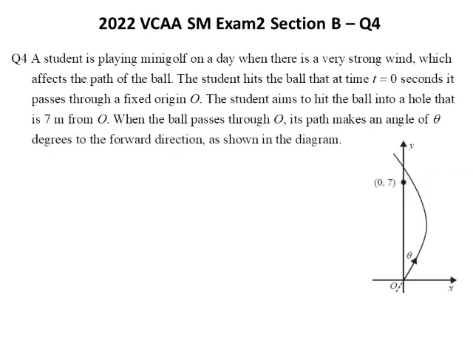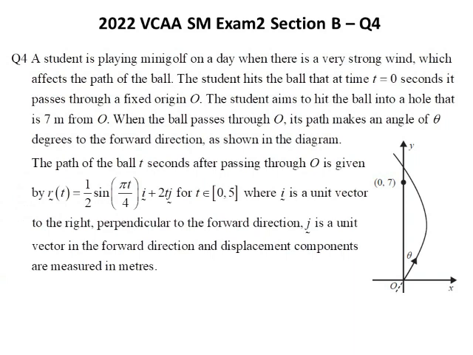The student hits the ball that at time t equals 0, it passes through a fixed origin O. The student aims to hit the ball into a hole that is 7 meters from O. When the ball passes through origin O, its path makes an angle of theta degrees to the forward direction as shown in the diagram. The path of the ball t seconds after passing through origin O is given a position vector r of t, which equals 1 over 2 times sine of pi t over 4 i plus 2tj.